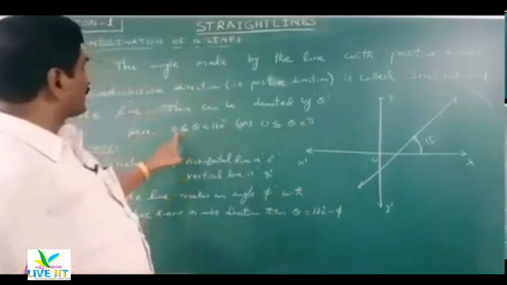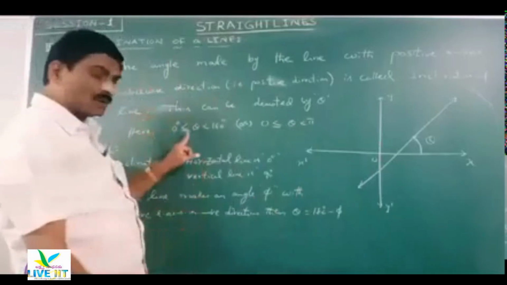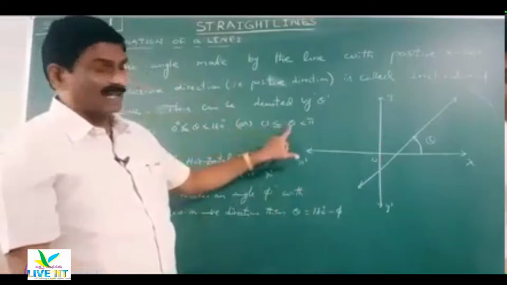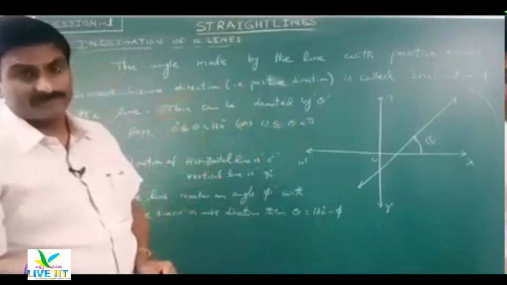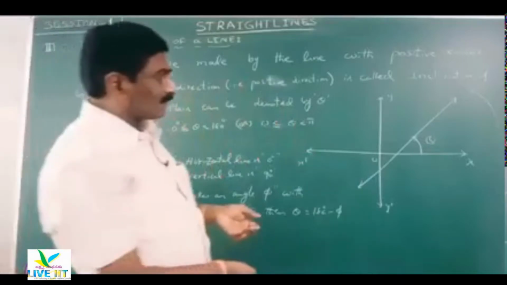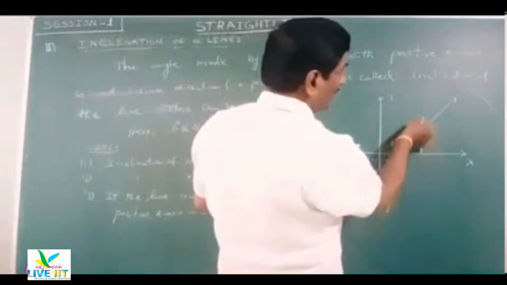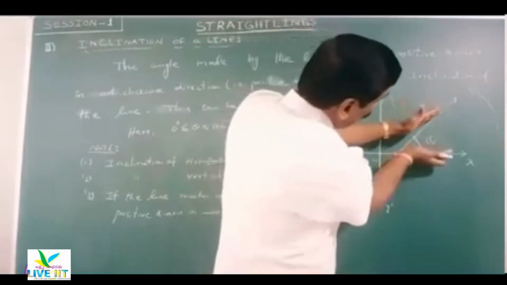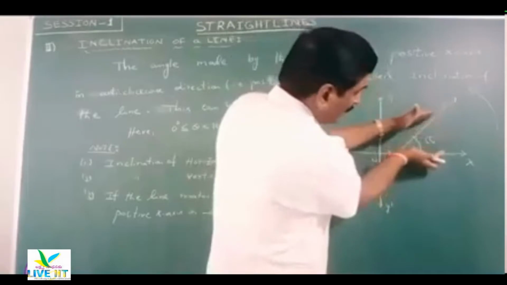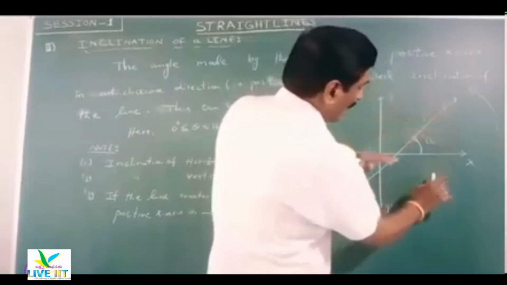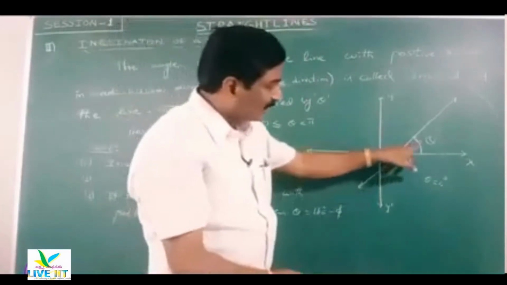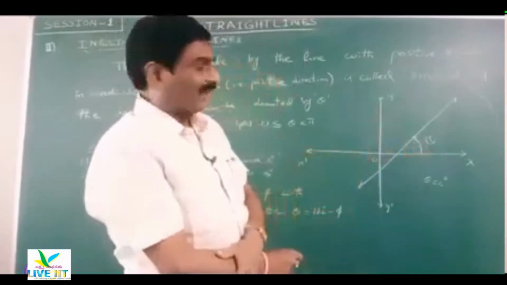Here the range of theta is 0 degrees less than or equal to theta less than 180 degrees, or 0 less than or equal to theta less than pi in radians. How do we find the range of this theta? Suppose this is the angle between the positive x-axis and the line. Suppose the line moves toward the positive x-axis, then this theta reduces. If this coincides with x-axis, what is the value of theta? Theta is equal to 0 degrees. So the value starts from 0.